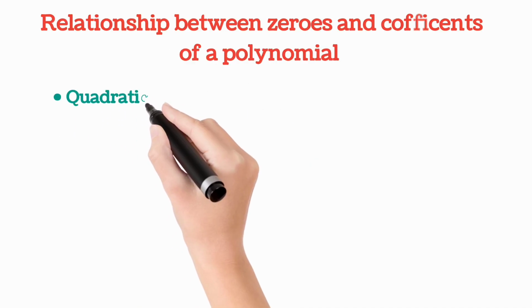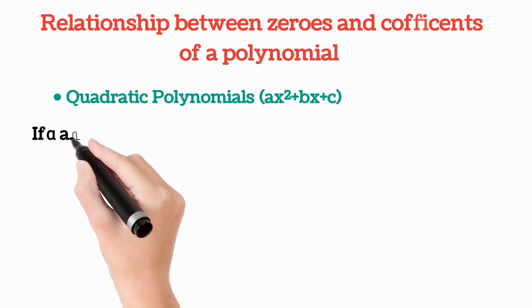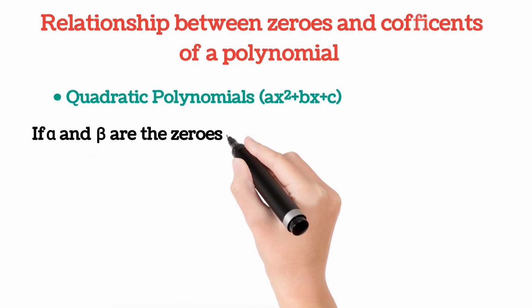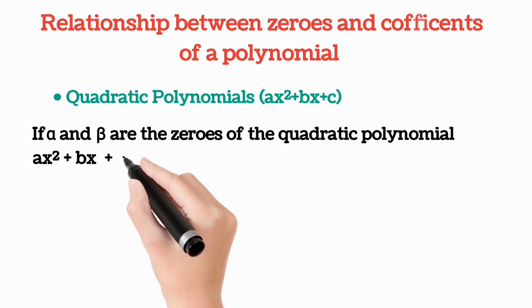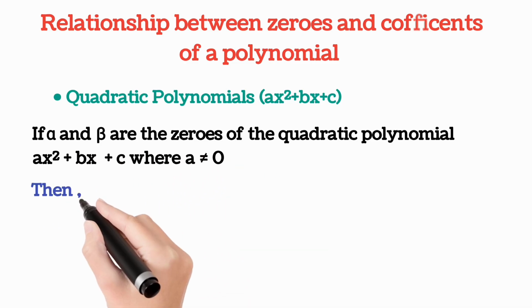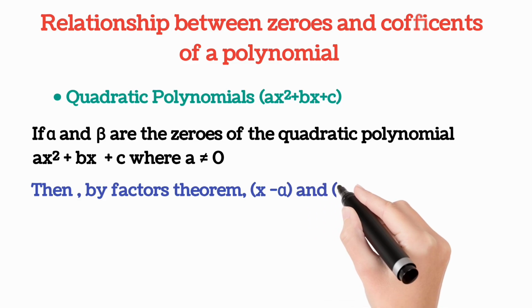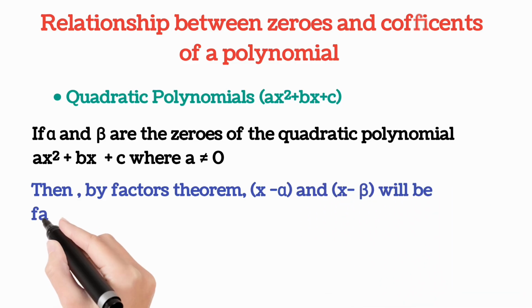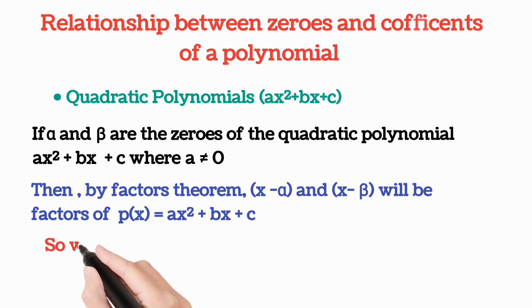Now similarly, look at the quadratic polynomial in the form of ax square plus bx plus c. If alpha and beta are the zeros of the quadratic polynomial ax square plus bx plus c, where a is not equal to 0, then by the factor theorem, x minus alpha and x minus beta will be factors of p(x) equal to ax square plus bx plus c.